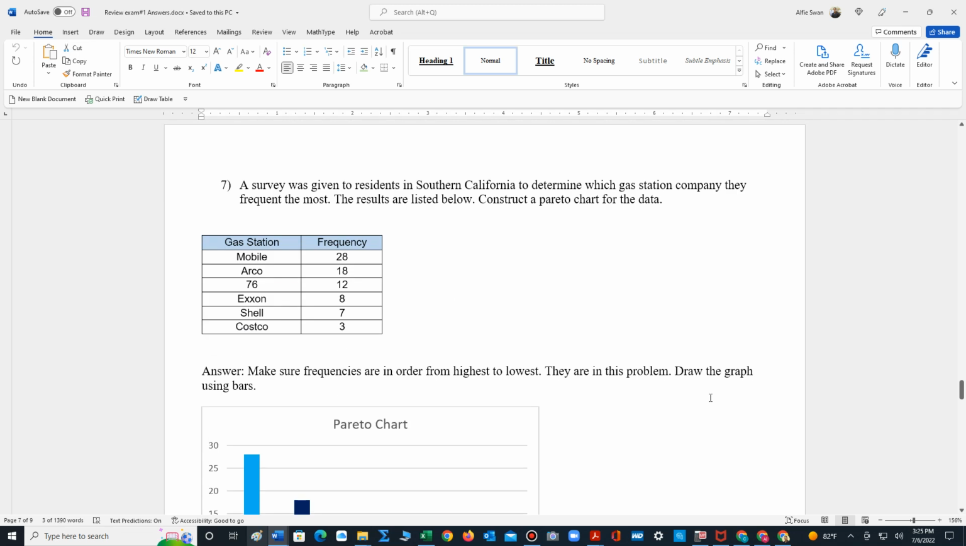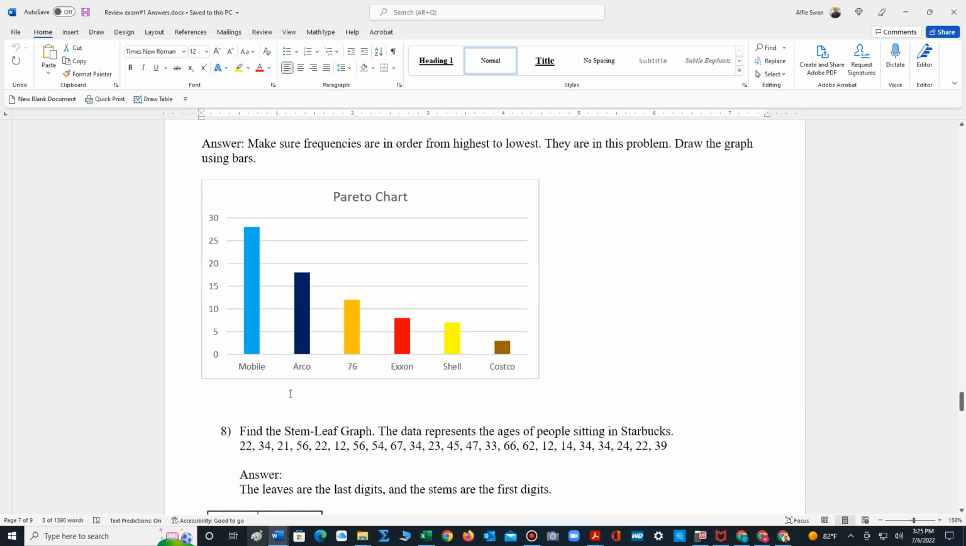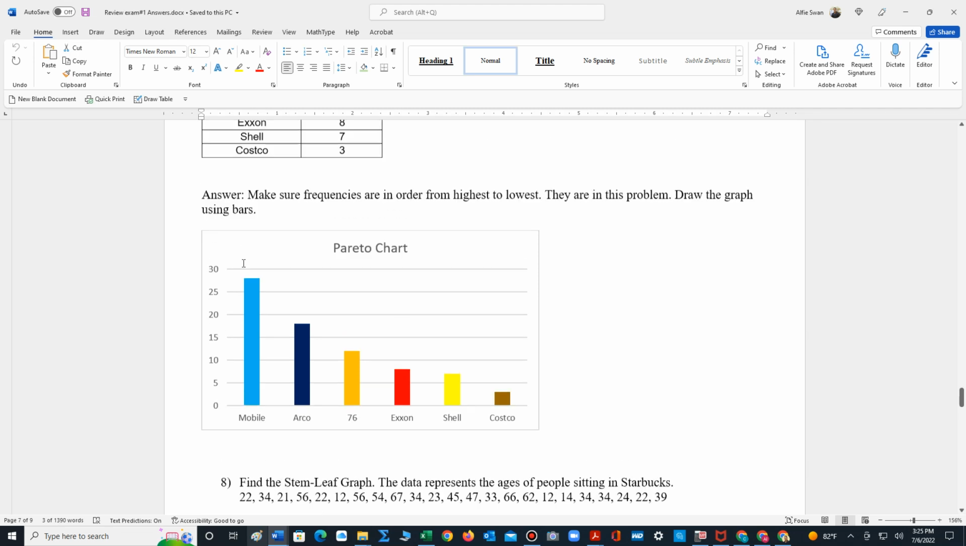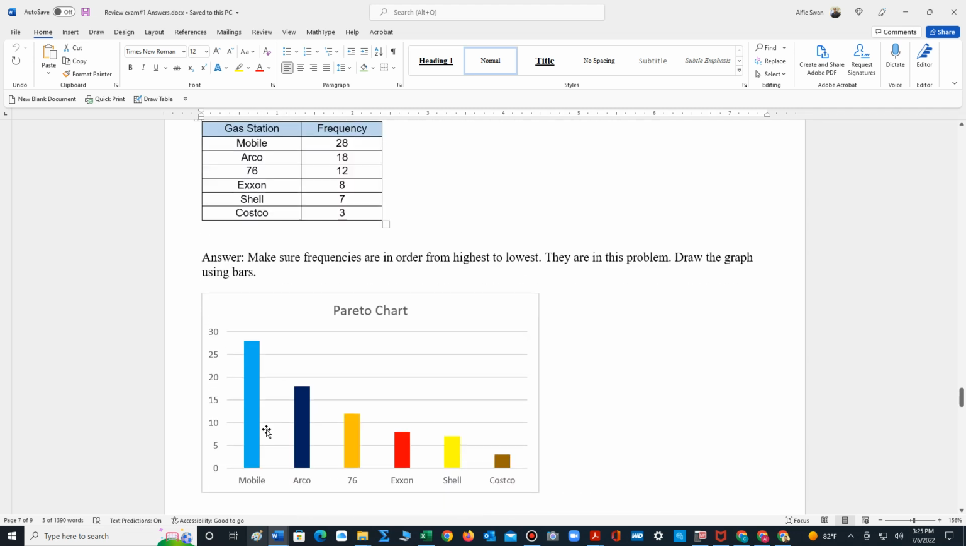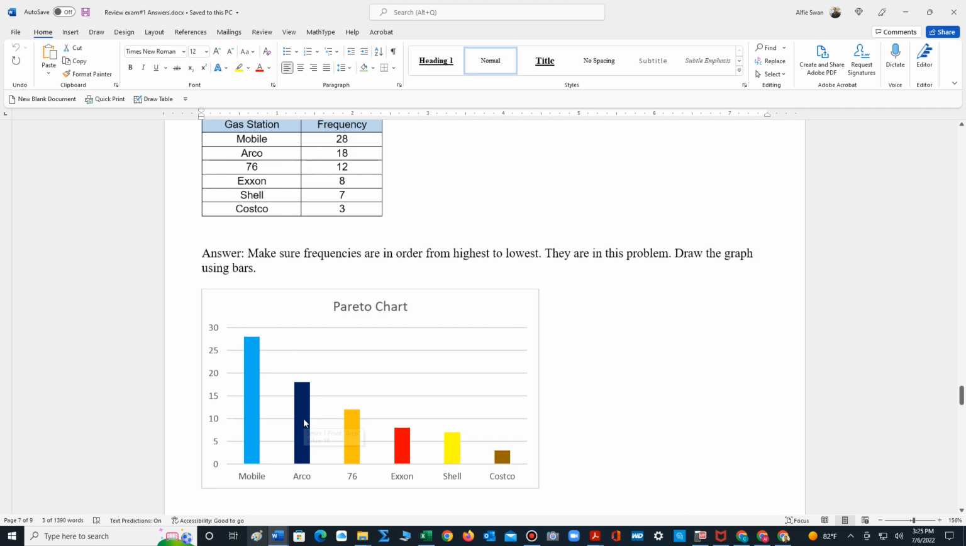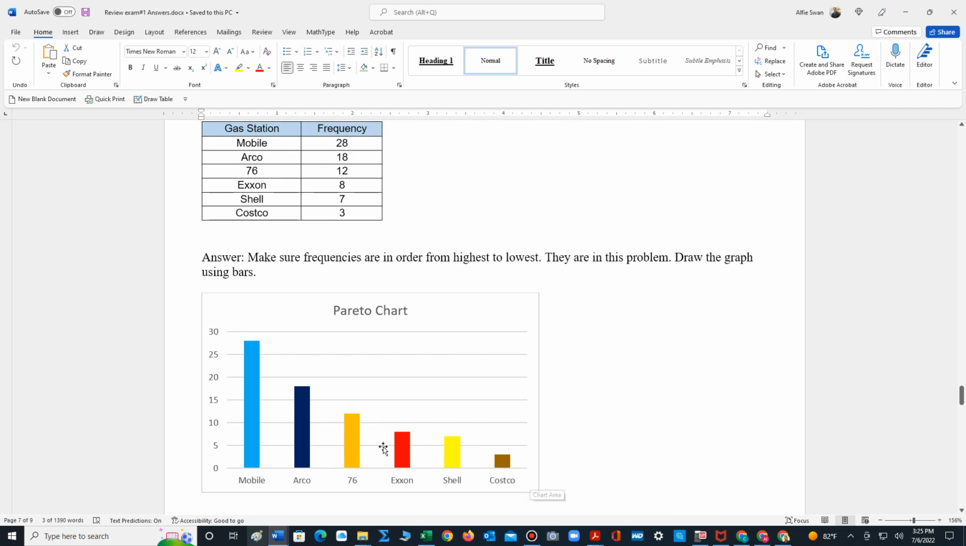For our next problem, we're drawing a Pareto chart. A Pareto chart is a bar graph in which the bars have been arranged from highest to lowest. The data here has already been arranged in that manner. All we do is put the category names on the x-axis and frequencies on the y-axis. The first bar has a height of 28, the second has a height of 18, etc. Then we can analyze the graph to see which are the two favorites. In this case, it's mobile and ARC.